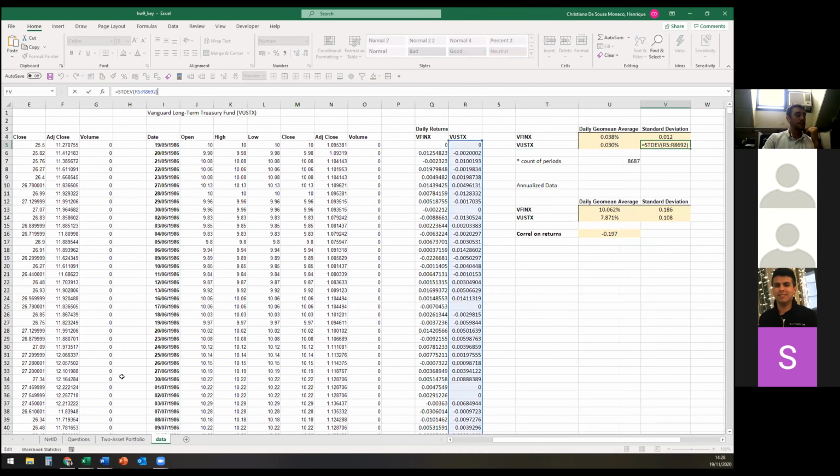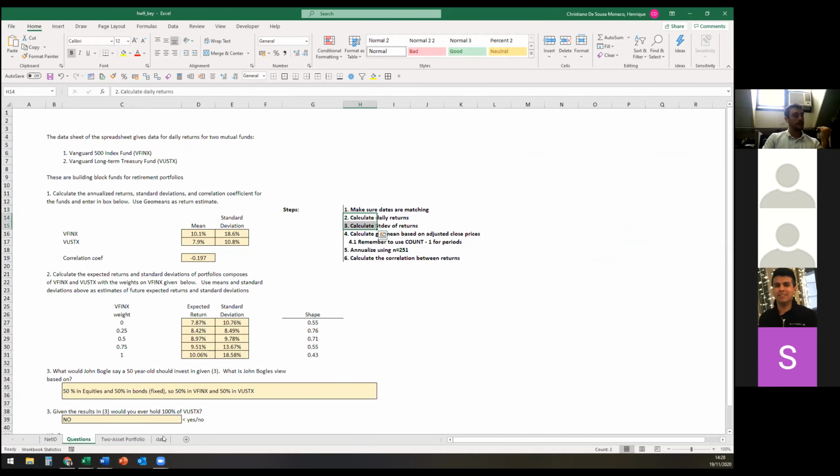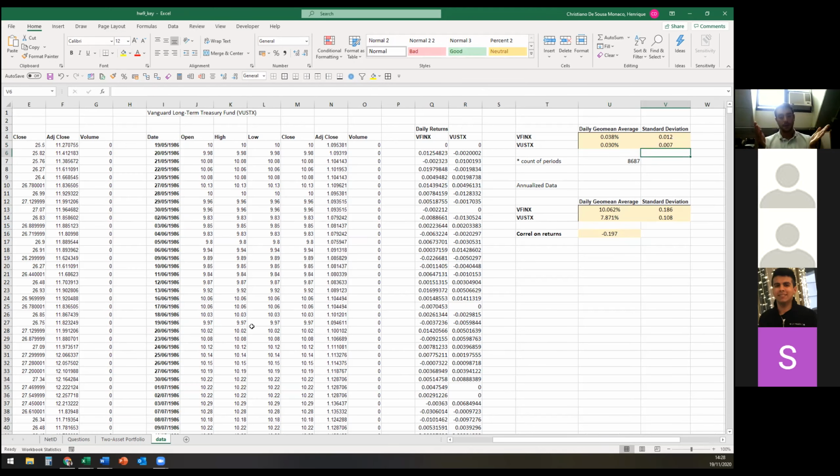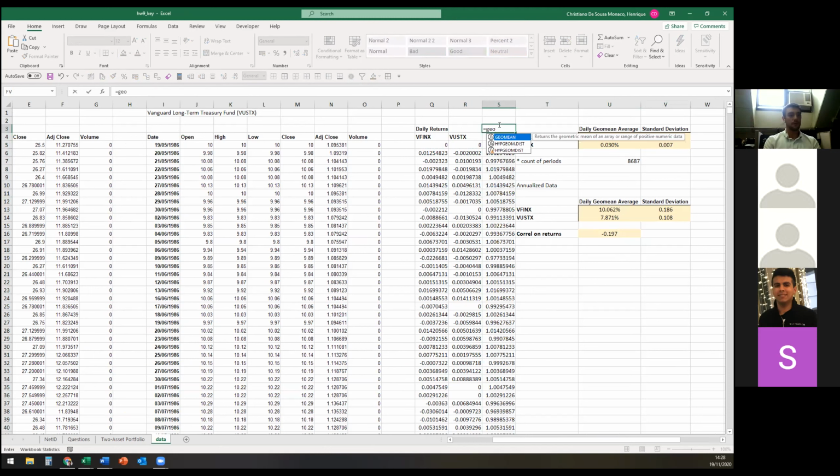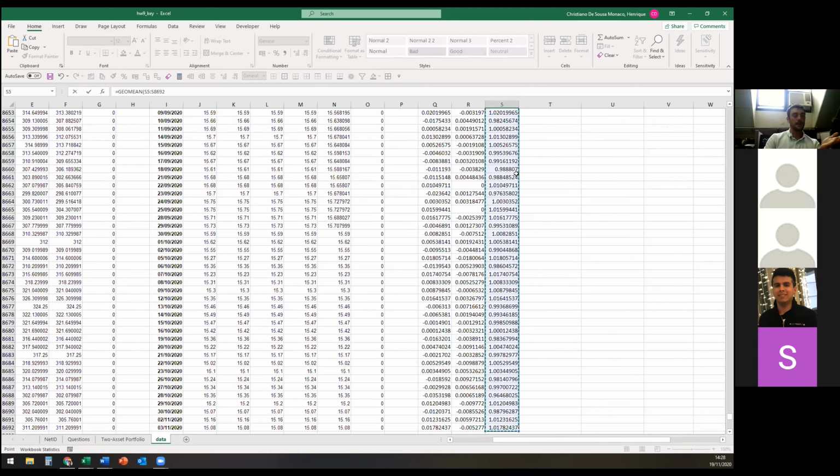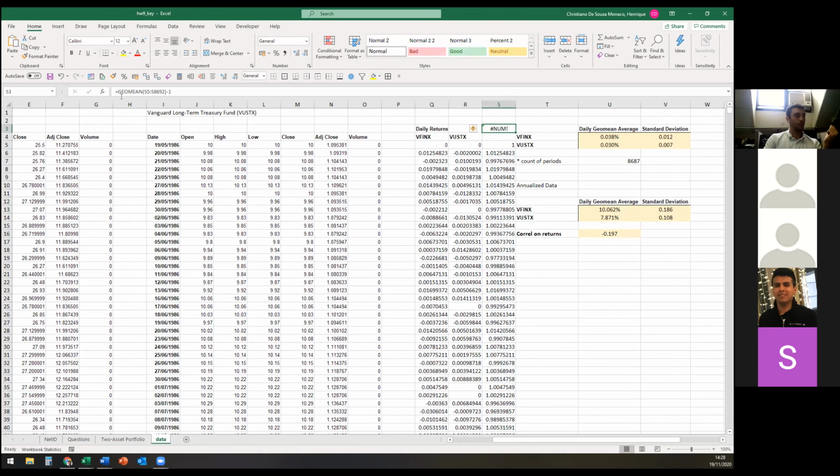Now, for the GeoMean, let me just calculate the GeoMean. Remember, guys, there's 2 ways to calculate the GeoMean, right? One of them, you would add 1 here to all of those returns that you calculated, and then you would use the GeoMean formula over that interval, and then subtract 1. But guess what? If you did that, you probably got this error here. And remember, the GeoMean formula in Excel has a limit on the amount of data that you can actually compute. So you wouldn't be able to do it that way.